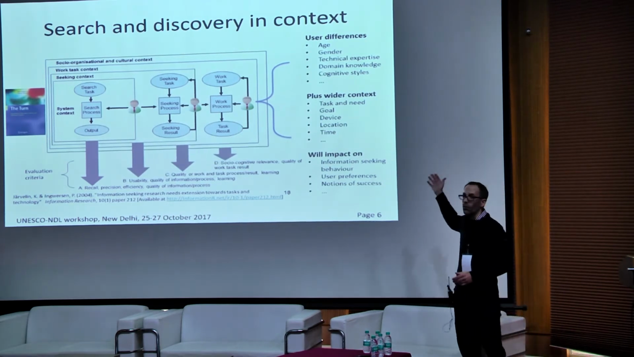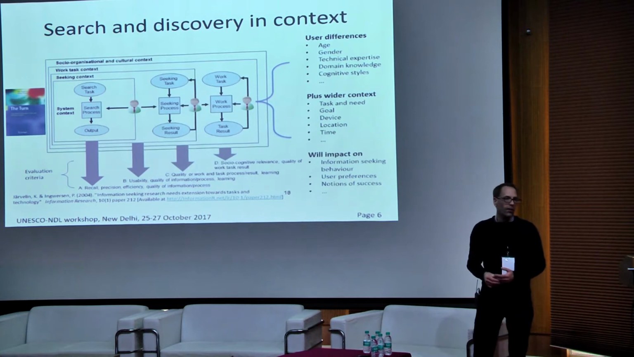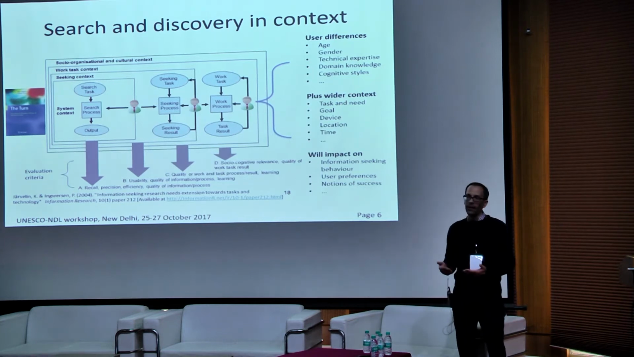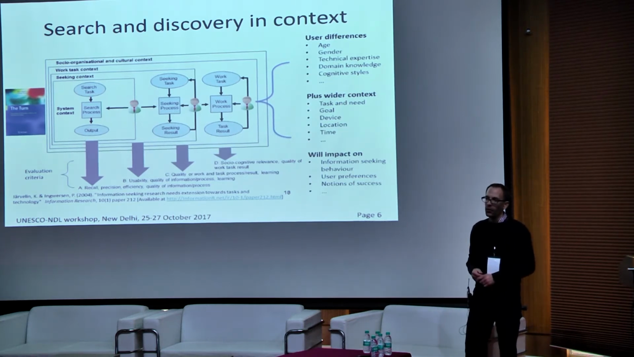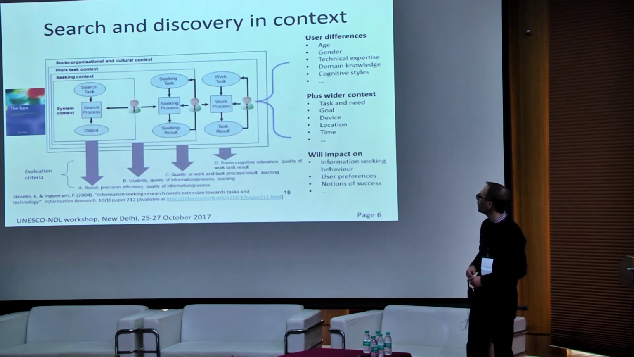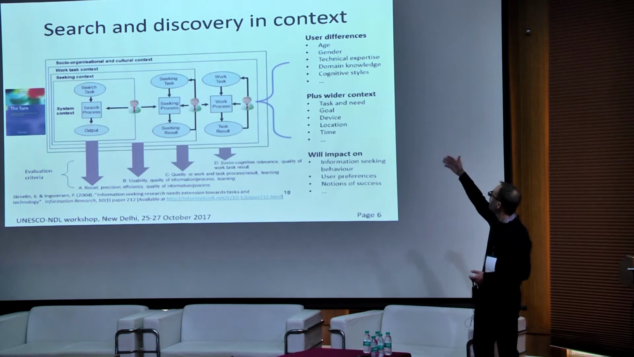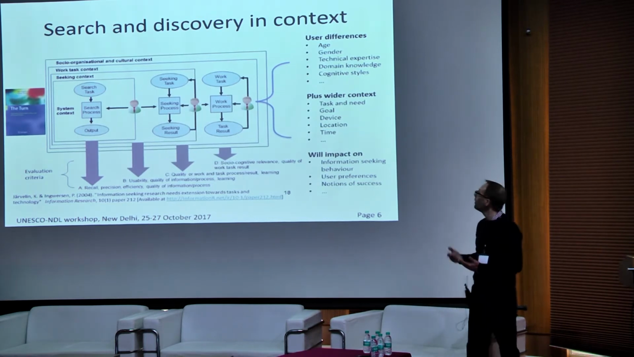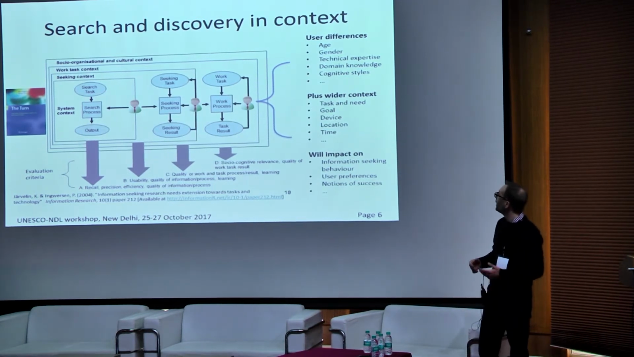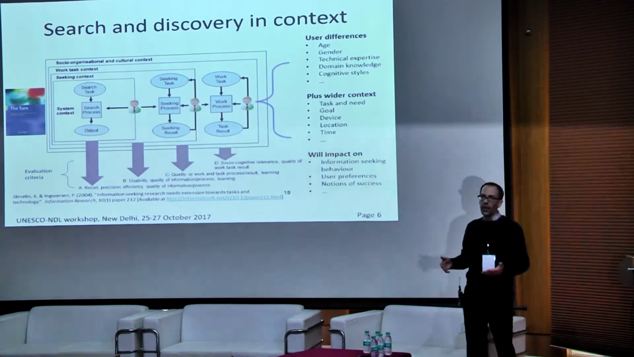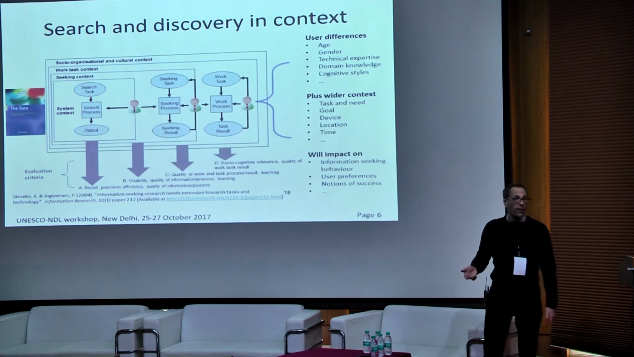And of course, even wider, that often fits in a work task context where people have certain roles, responsibilities and constraints, and all of these things will affect how people use your services and your systems. They will affect how you search. And of course, there are many other aspects that would affect how you search. So user differences: age, gender, technical expertise, domain knowledge, cognitive style, and the list goes on, together with the wider context: your task, need, goal, and the device that you're on.